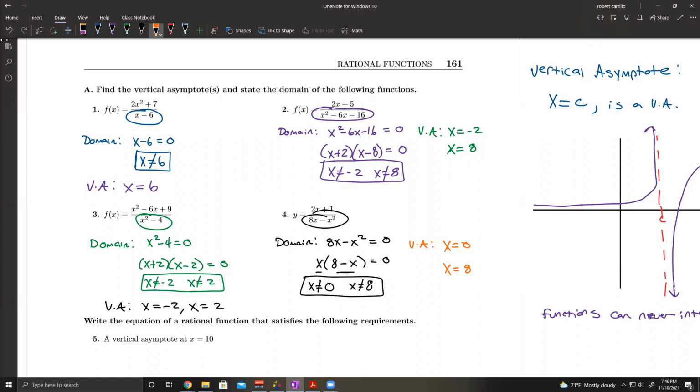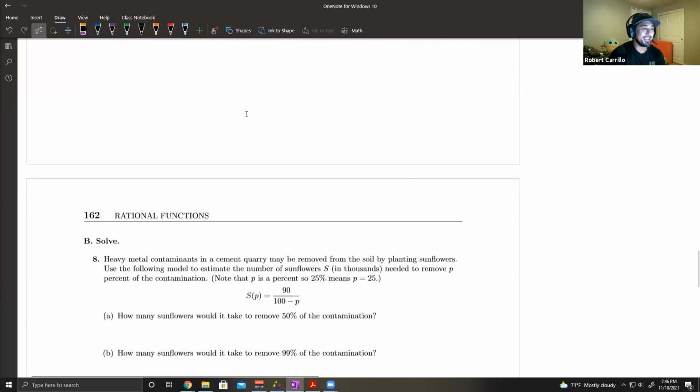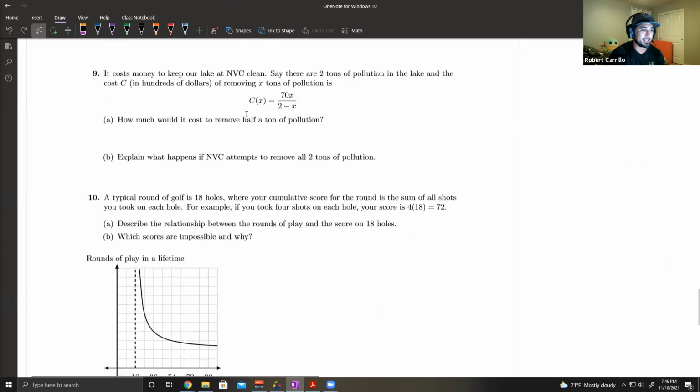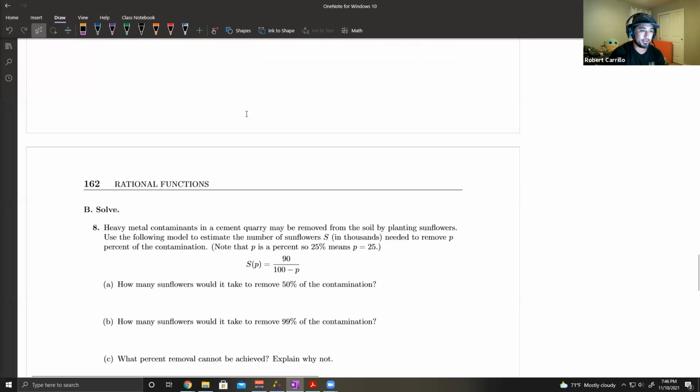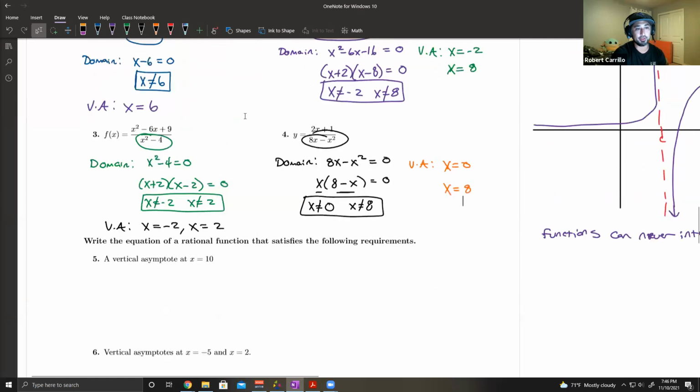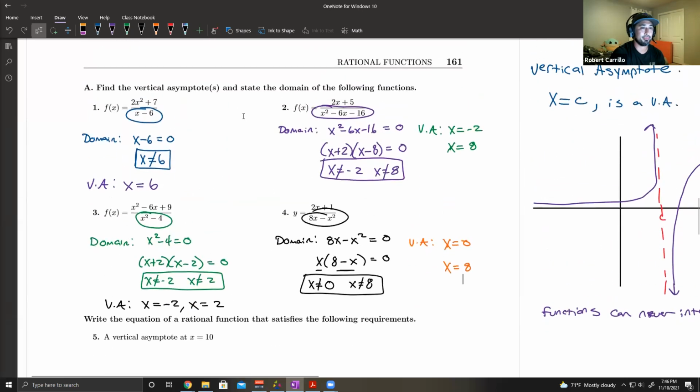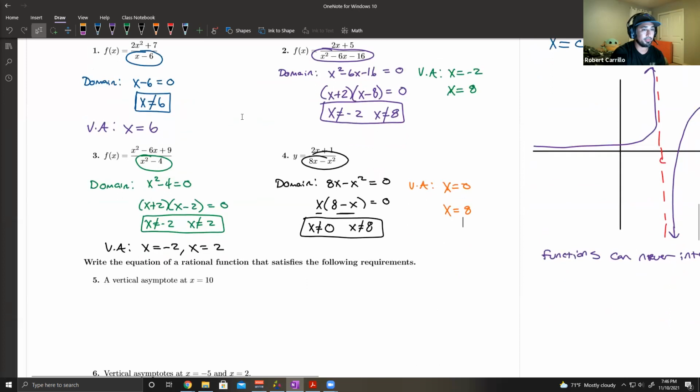So you really don't do anything with the top. No, we do not. The top will help us find something called horizontal asymptotes. But I don't think we do that in this lesson. So it's all about vertical asymptotes here.